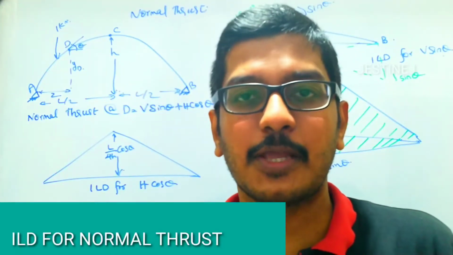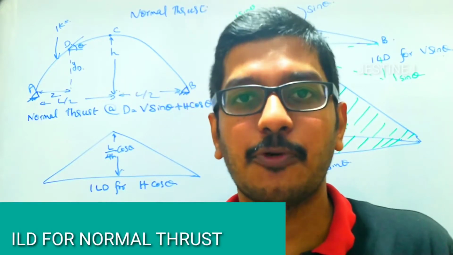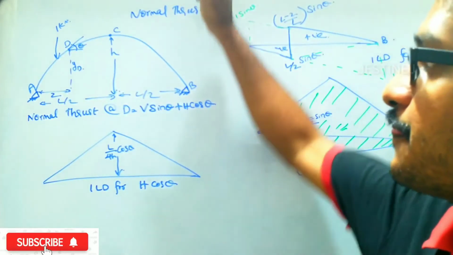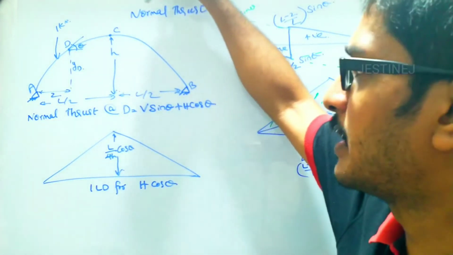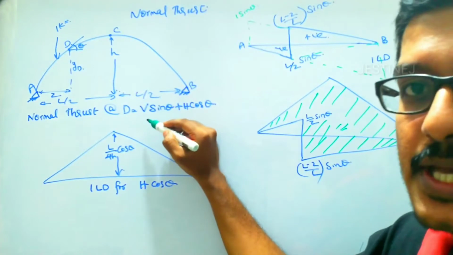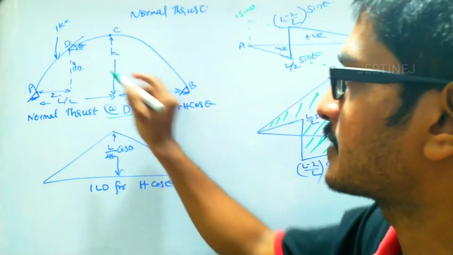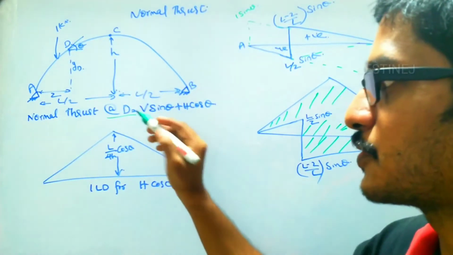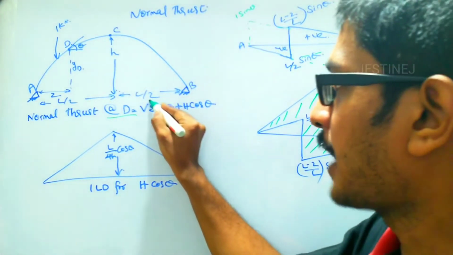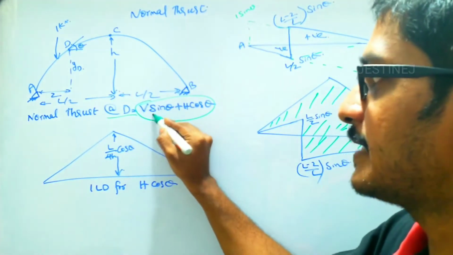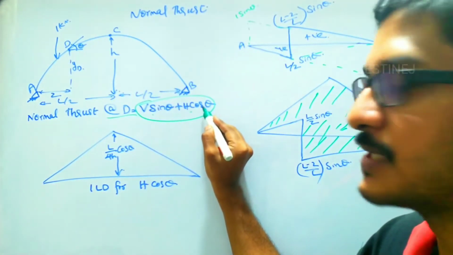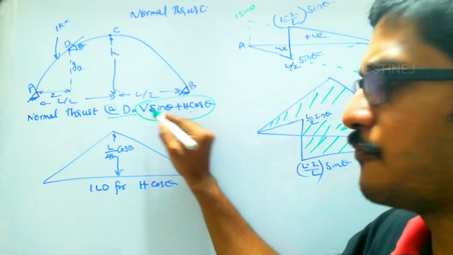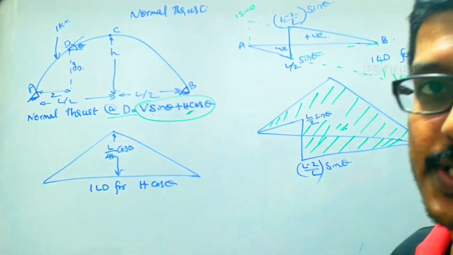Now we will move on to the ILD for normal thrust. How to find it? Let us consider this point D. We have to find the ILD for the normal thrust at the point D. The magnitude is going to be V sin theta plus H cos theta. This is the magnitude of normal thrust, where V means vertical shear and H means horizontal thrust.